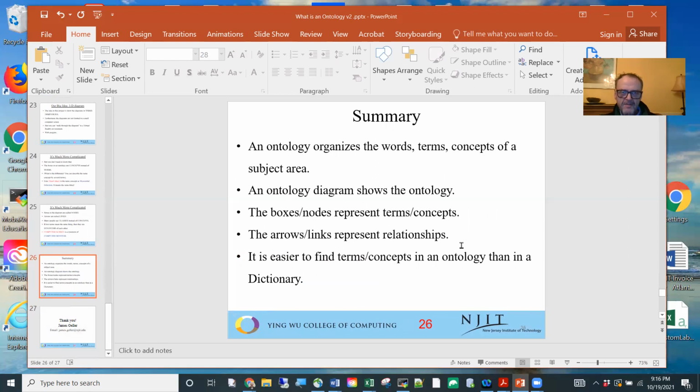Okay, and here is a brief summary. So an ontology organizes the words, terms, concepts of a subject area. An ontology diagram shows the ontology. The boxes or nodes represent terms or concepts. The arrows or links represent relationships. And it's easier to find terms, concepts in an ontology than in a dictionary, because you can find them based on the organization, as opposed to a dictionary where you just have a long list of terms in alphabetical order.